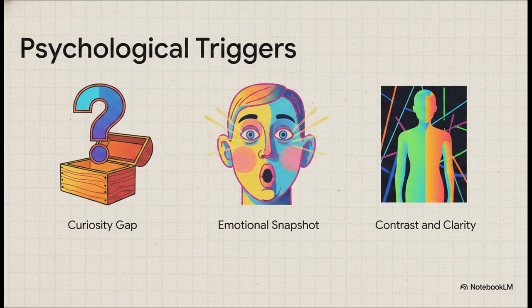Well, the absolute best thumbnails rely on 3 core psychological triggers. First up is the curiosity gap. The most effective thumbnails don't summarize a video. They actually pose a visual question. They create a mystery that the video itself promises to answer. It leaves an itch that you simply have to scratch. Second, we have emotional snapshots. You want a genuine, captured moment, like the exact second before a reaction happens, rather than some stiff, posed photo. And finally, contrast and clarity.